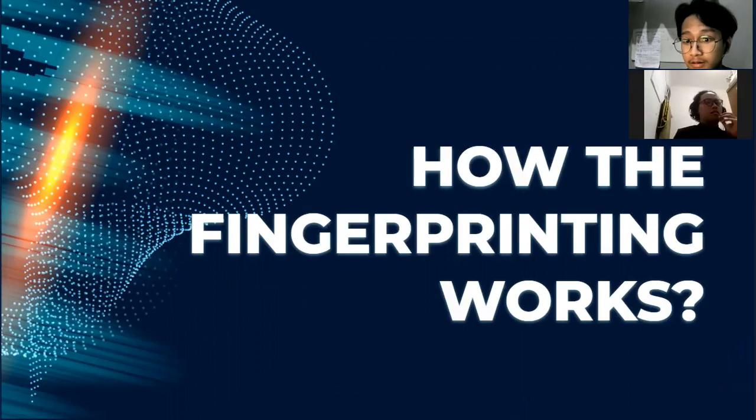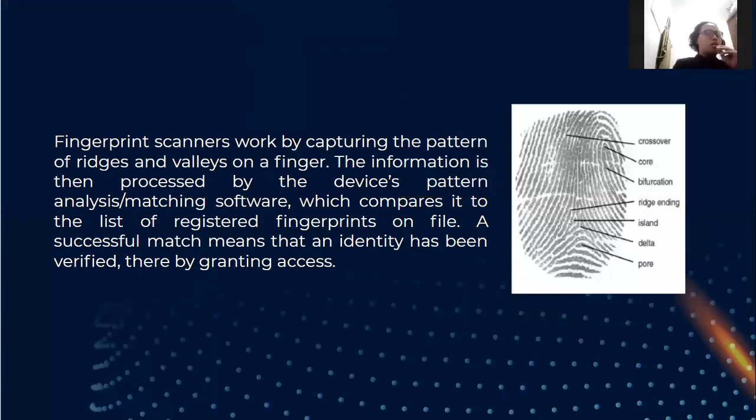The next discussion is about how the fingerprint works. Fingerprint scanners work by capturing the pattern of ridges and valleys on a finger. The information is then processed by the device pattern analysis or matching software, which compares it to the list of registered fingerprints on file. A successful match means that an identity has been verified, thereby granting access.